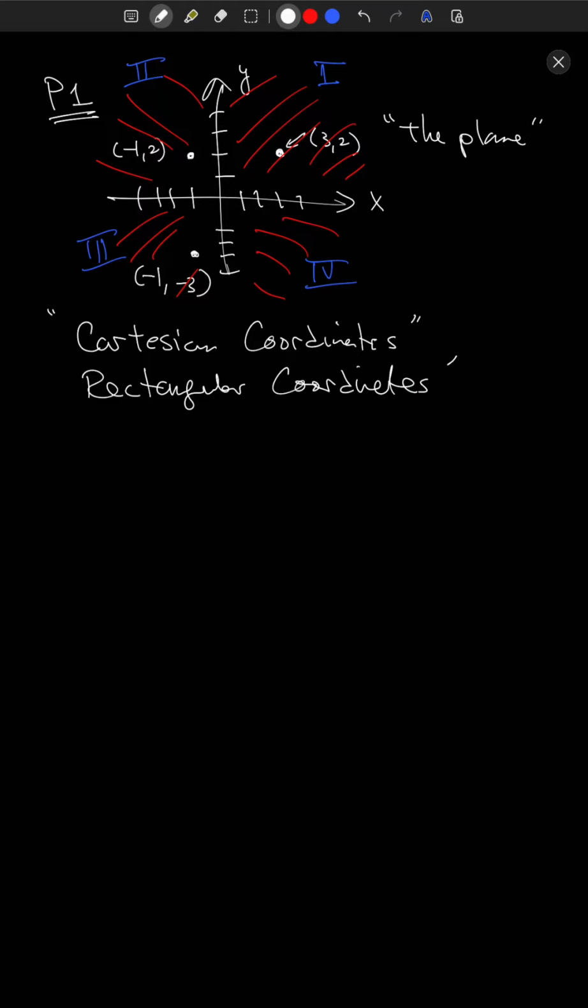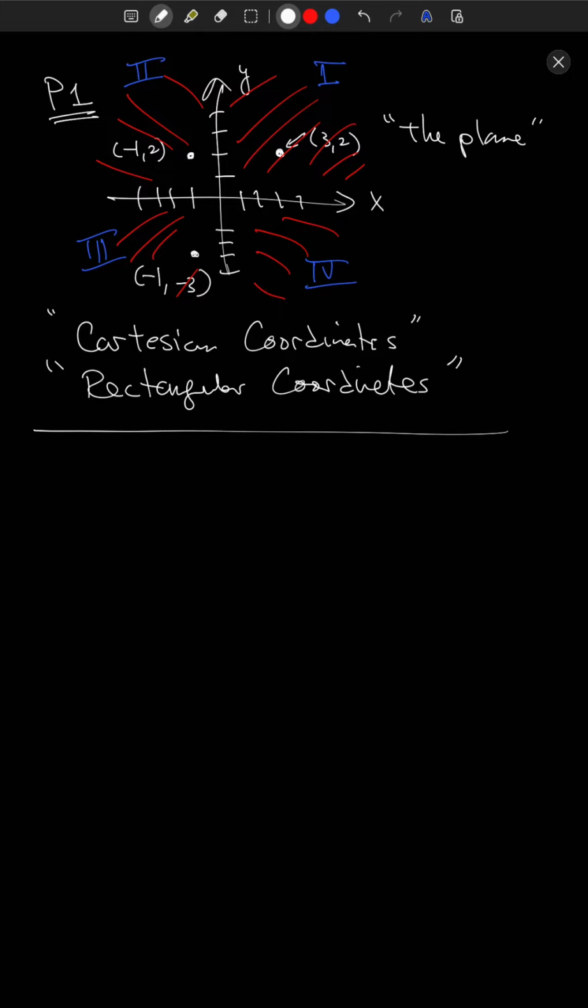In the future, we'll talk about different coordinate systems, which are useful in different contexts. If you're working a lot with circles and rotation, then sometimes or often polar coordinates would be more useful. We'll see that towards the end of the class, actually.